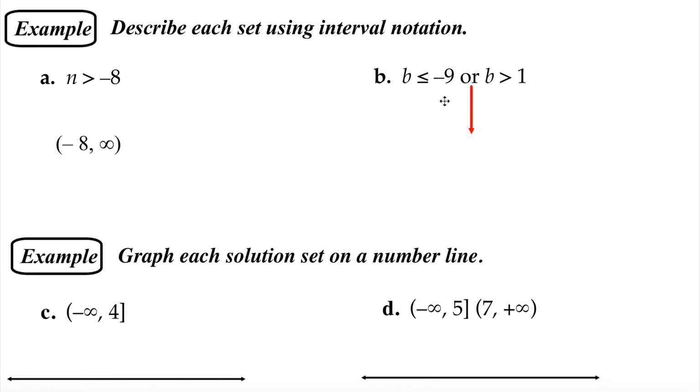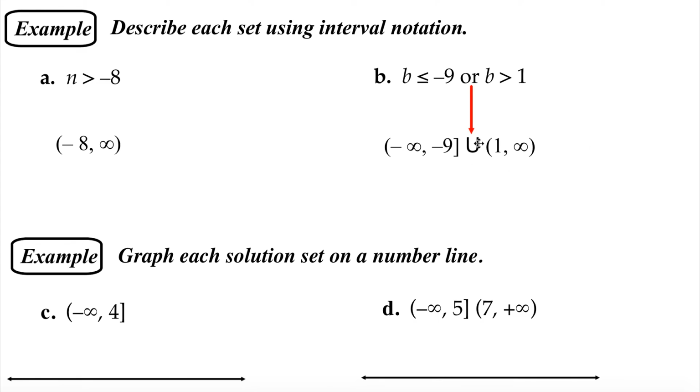Now part B here says anything less than or equal to -9. Now this time -9 is included, and it's all the stuff to the left or smaller than. The arrows kind of tell you which direction it's pointing. Or all the stuff that's bigger than 1. 1 is not included, so your interval notation will look like this. You have two intervals: from negative infinity up to negative 9. It includes negative 9, so that's a square bracket. 1 is not included, and then all the stuff after 1 is included, and it's the union of those two sets.